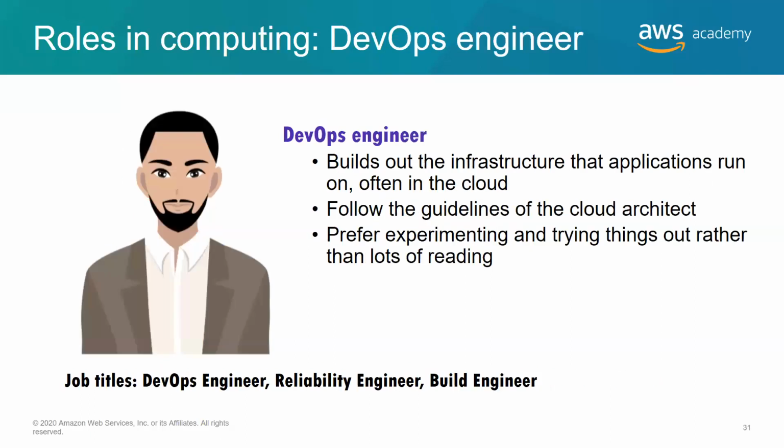Next one is DevOps engineer. You know DevOps, a combination of development and operations. They build the infrastructure that applications run on, often in the cloud. They follow the guidelines of the cloud architect, and prefer experimenting and trying things out rather than a lot of reading. Instead of reading, they will do a lot of experimenting here. The job titles are DevOps engineer, reliability engineer, build engineer.